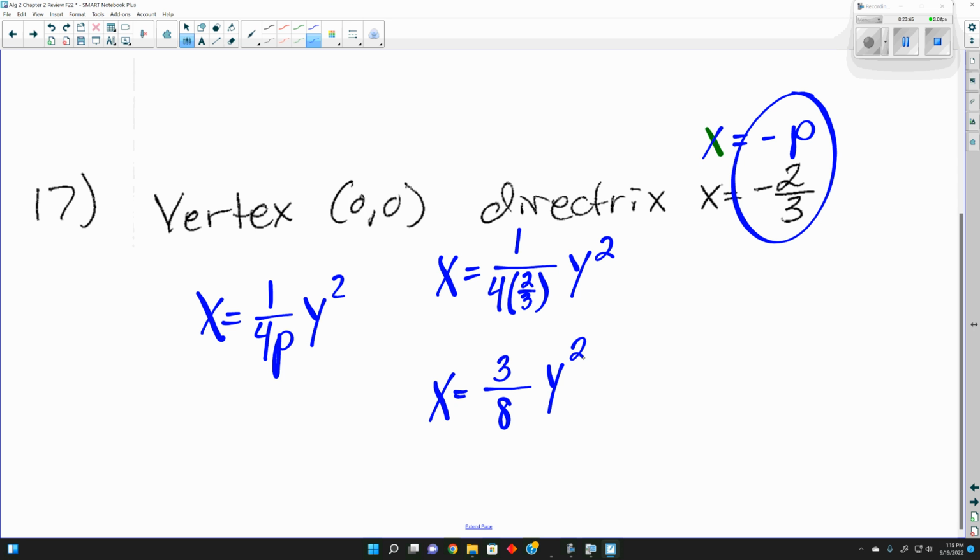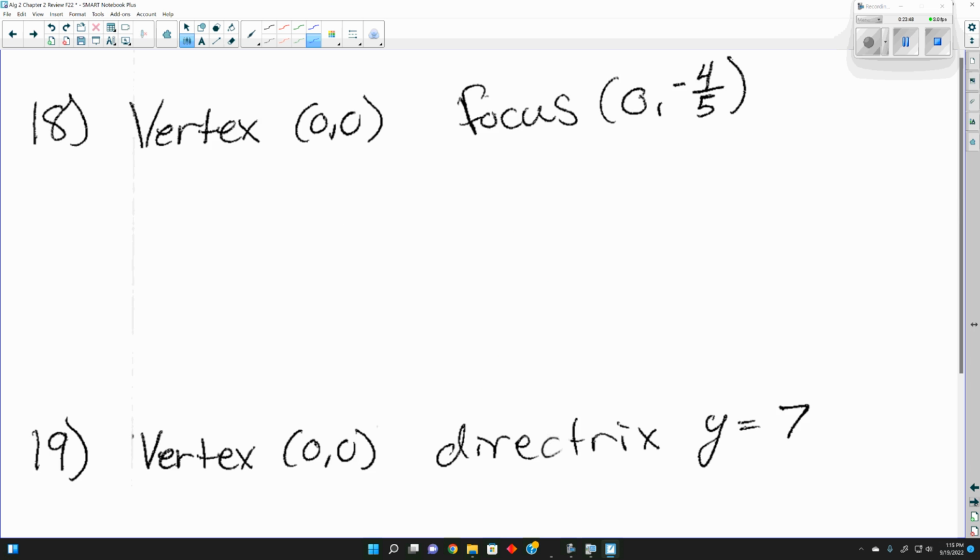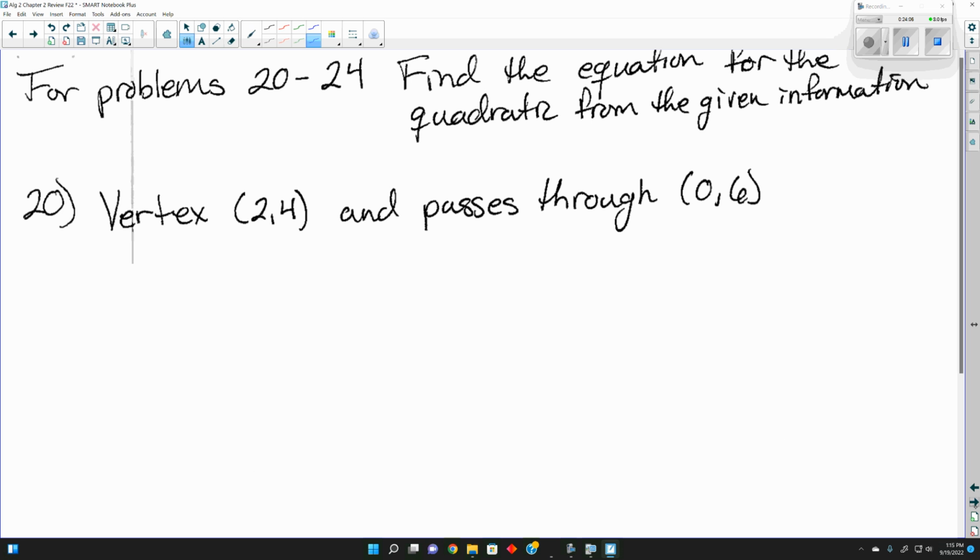Any questions on this here? Any questions on 18 or 19? Because again, with all these, we're just matching it up to the general forms and then plugging the information in, finding p and plugging it in, and that's it. Any other questions on these here? Questions on 20 through 24. 21.